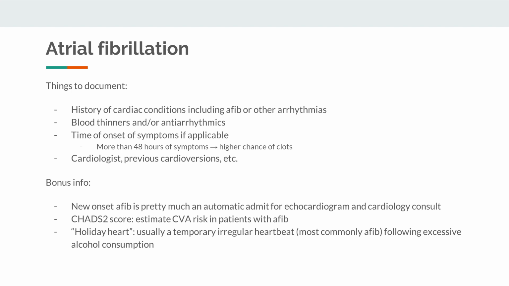New onset AFib, which is a patient coming in and being diagnosed with AFib for the first time ever, is pretty much an automatic admission because the patient will require further cardiology workup, including an echocardiogram. A CHADS2 score is an algorithm that estimates risk of a stroke in AFib patients. Holiday heart is a term used when patients go into an abnormal rhythm, including AFib, following increased alcohol consumption, typically around the holidays and family get-togethers, hence its name. So that's AFib. Let's move on to talking about pneumonia.